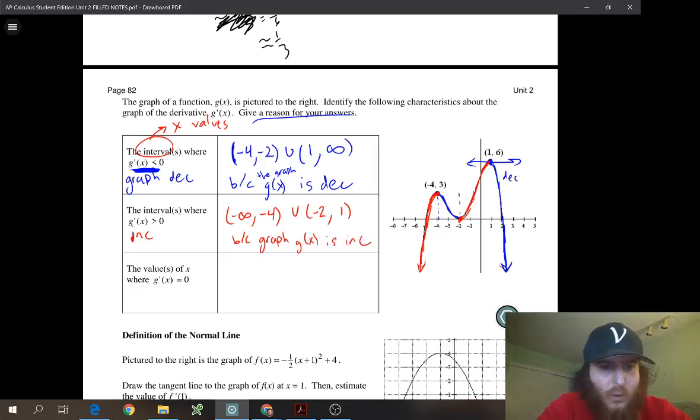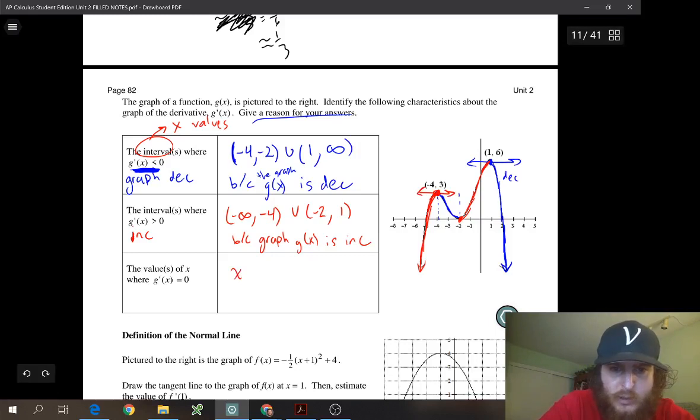Okay, and then where is g prime of x equal to 0? Where's the slope equal to 0? So these are at all of our maximums and our minimums. So at x equals negative 4, these are just values, they're not intervals, comma, negative 2, so also at x equals negative 2, comma, and x equals 1. I'm going to use another color for this.